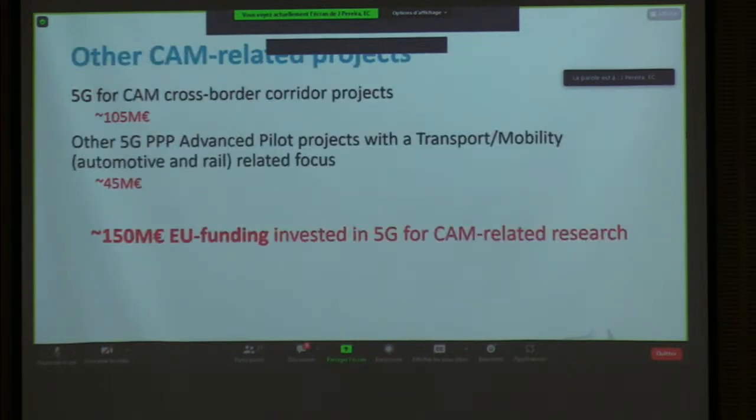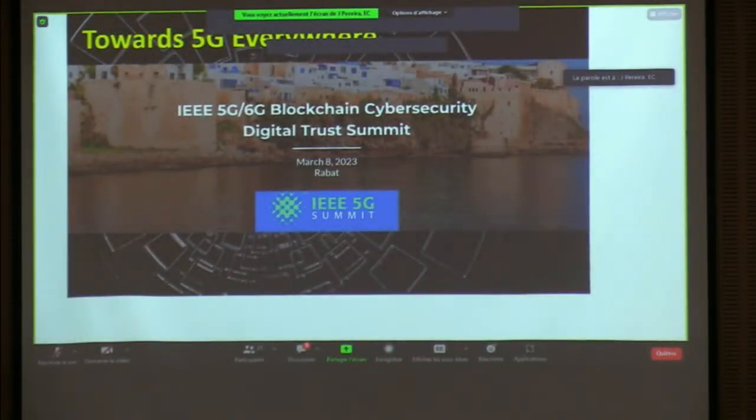So if we take into consideration other CAM-related projects, besides the 105 million euros on cross-border corridor projects, we have in the 5G PPP advanced pilot projects, a number of them with transport and mobility, both automotive and rail focus. And this represents around 45 million euros funding. So overall, we have invested 150 million euros EU funding in 5G for CAM related research in the context of Horizon 2020. But as I said, the priority has been shifted towards trying to deliver or aiming at delivering 5G everywhere across Europe.